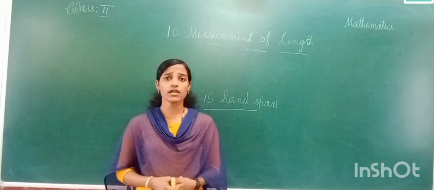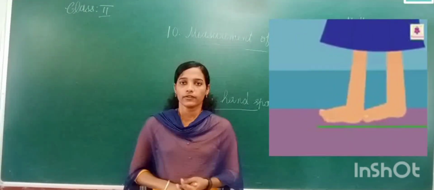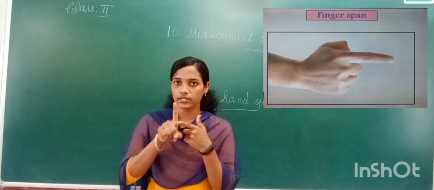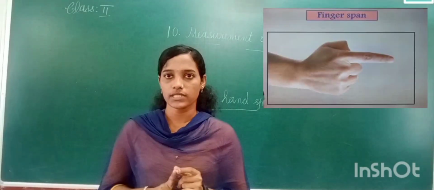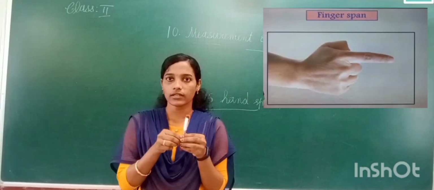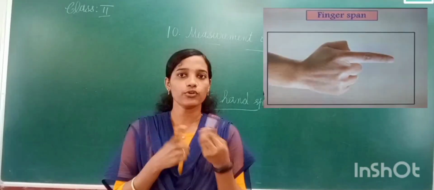And we can use our foot span to measure the length of the floor. We can use finger span to measure things. Using the finger span we can measure objects. For example, this is a pen. We can measure the length of this pen using our finger span. How do we do that?